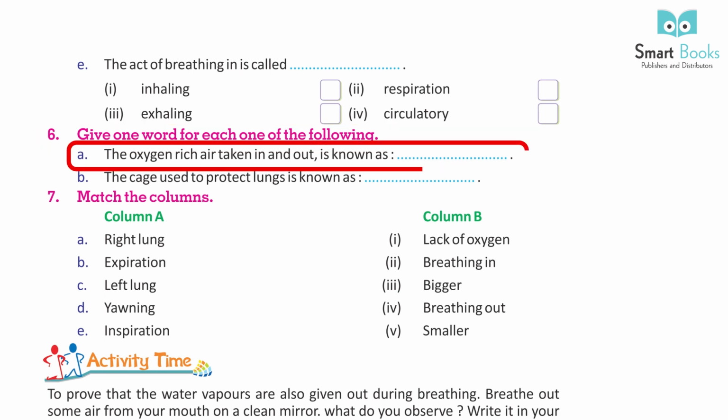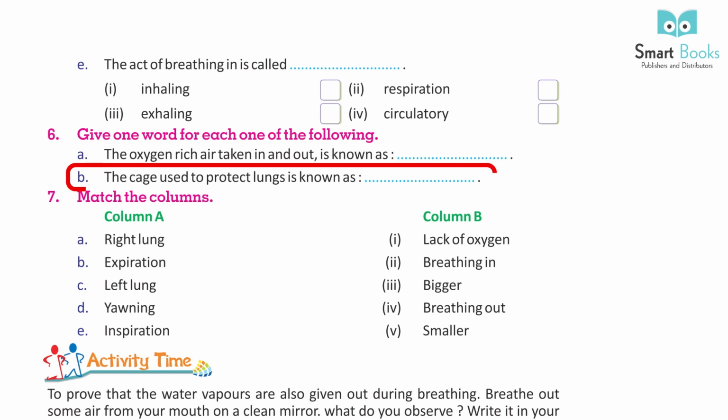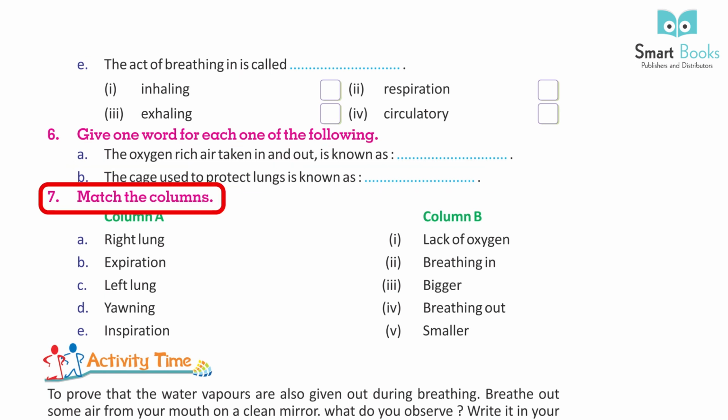6. Give one word for each one of the following. A. The oxygen-rich air taken in and out is known as. B. The cage used to protect lungs is known as. 7. Match the columns. Column A. A. Right lung. B. Expiration. C. Left lung. D. Yawning. E. Inspiration. Column B. 1. Lack of oxygen. 2. Breathing in. 3. Bigger. 4. Breathing out. 5. Smaller.